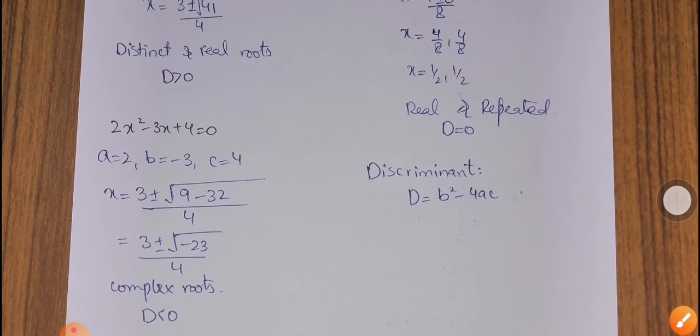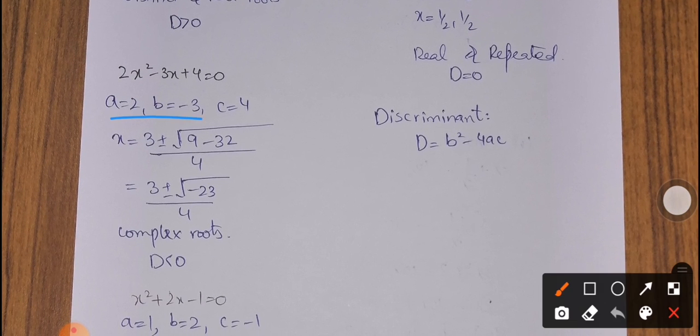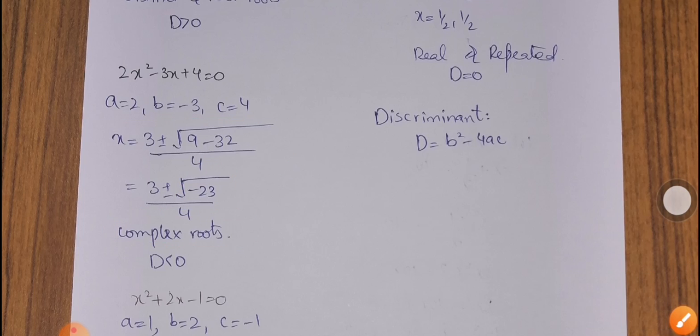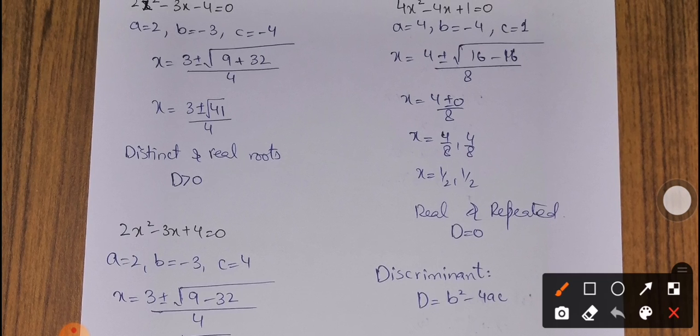And the third one, 2x square minus 3x plus 4, with a equal to 2, b minus 3 and c 4. The quadratic formula gives us x is equal to 3 plus minus the square root of minus 23 over 4, and clearly these are going to be complex roots because of the negative sign in the square root. Now we will discuss how we compare the nature of the roots. You can see that whenever we have distinct and real roots, it is only possible when the discriminant is positive.